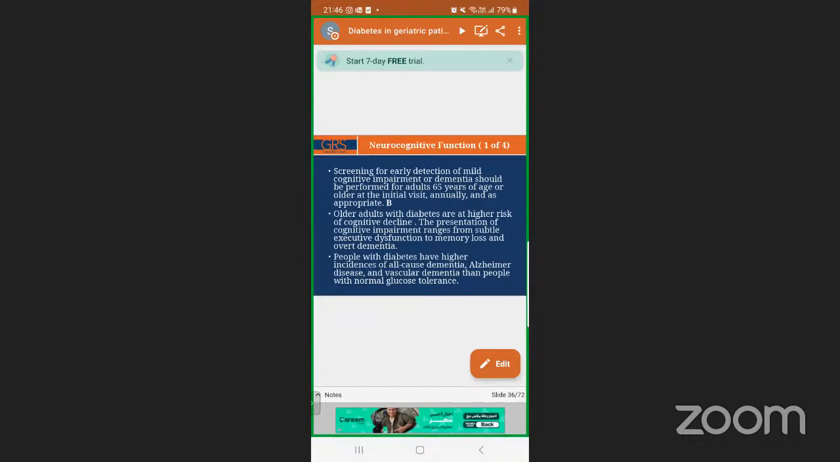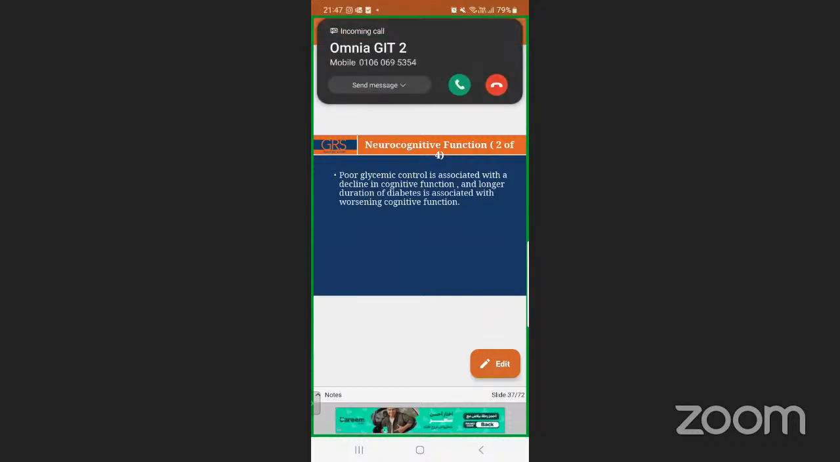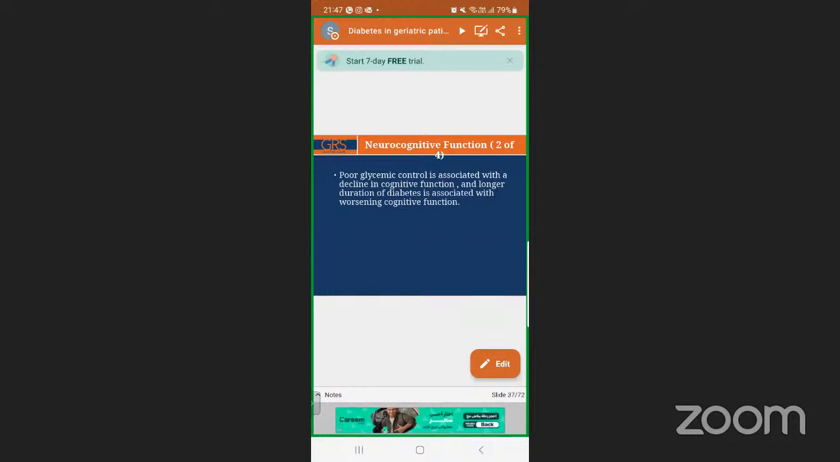Older adults with diabetes are at higher risk of cognitive decline. The presentation of cognitive impairment ranges from subtle executive dysfunction to memory loss and overt dementia. People with diabetes have higher incidence of all-cause dementia, Alzheimer's disease, and vascular dementia than people with normal glucose tolerance. Poor glycemic control is also associated with a decline in cognitive function, and longer duration of diabetes is associated with worsening cognitive function.